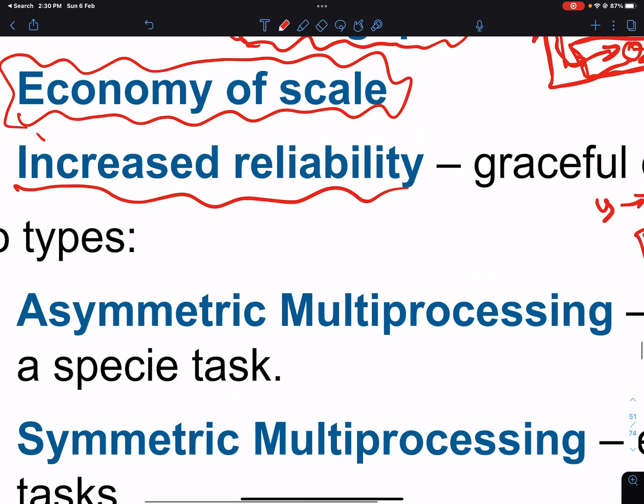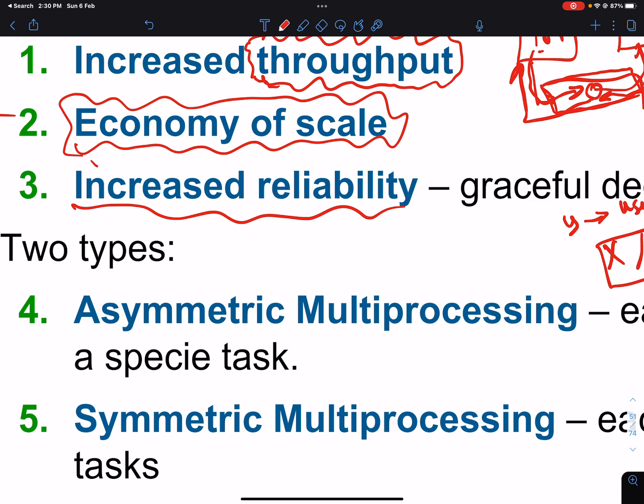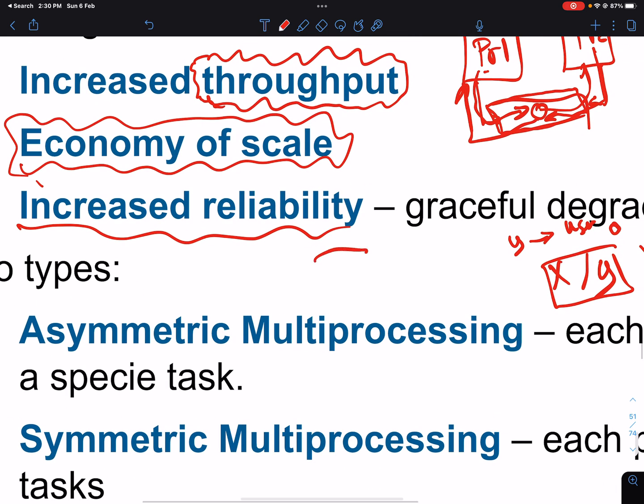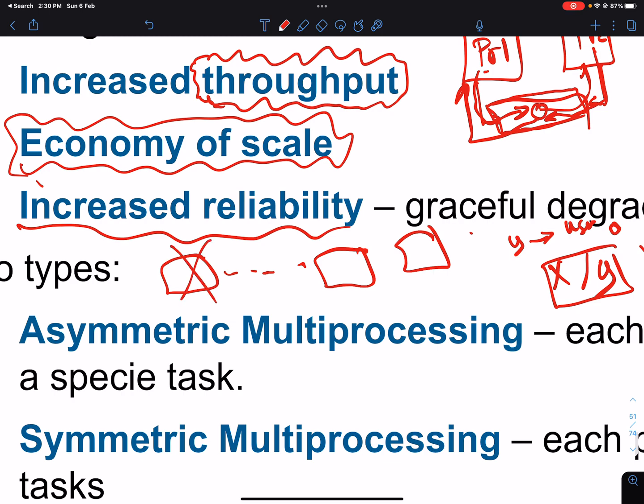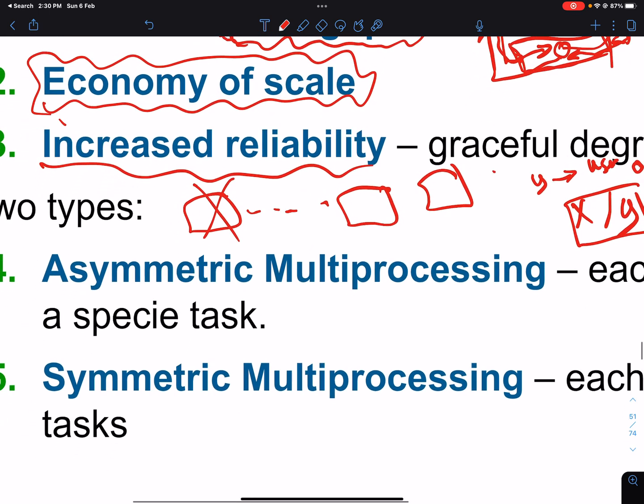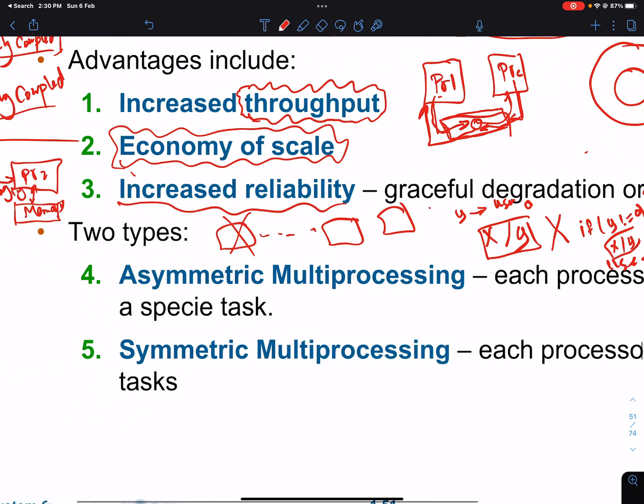So this is the increased reliability. Why would that be? Because you have two processors, right? Since you have multiple processors, you have increased reliability, because if one of them is down, the rest will still do the job.